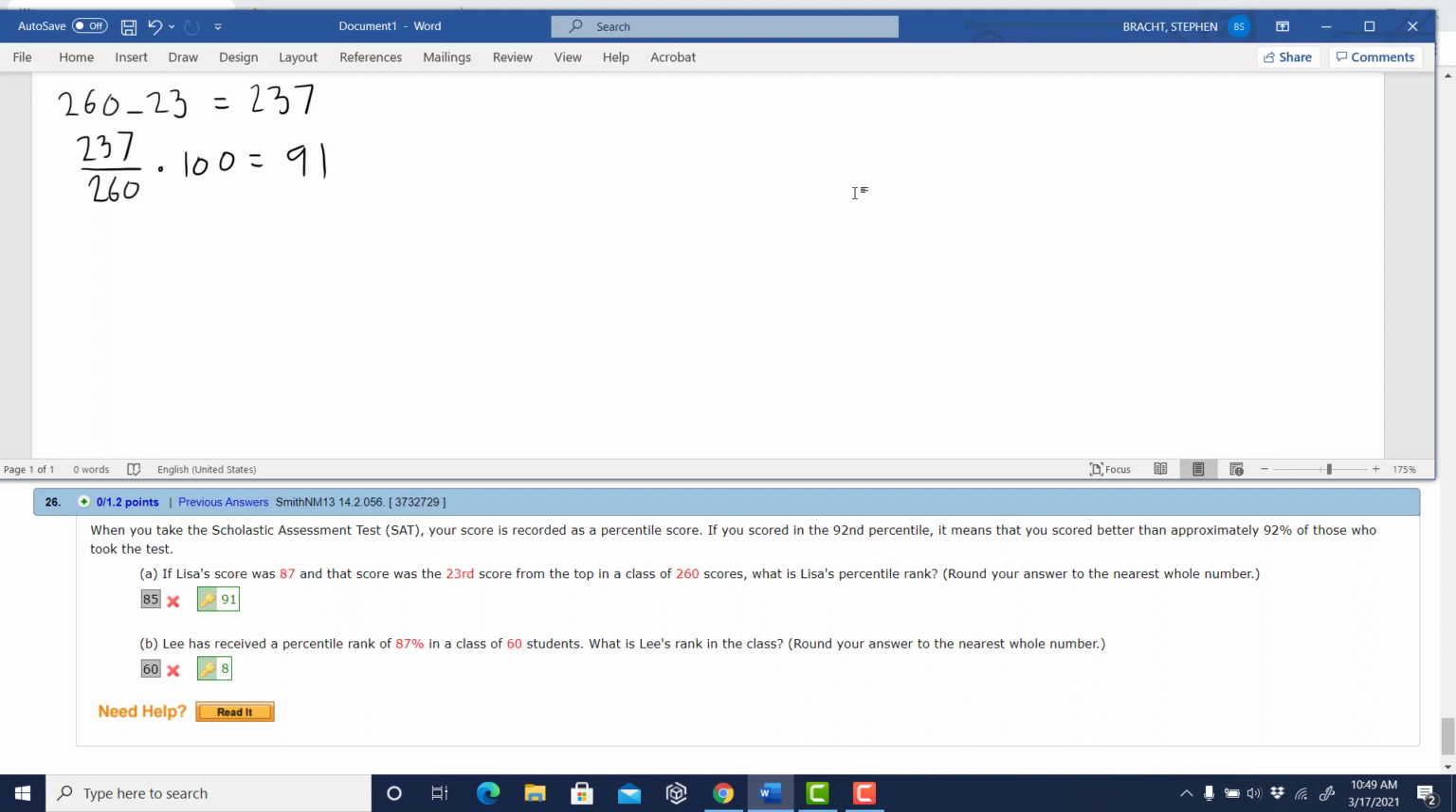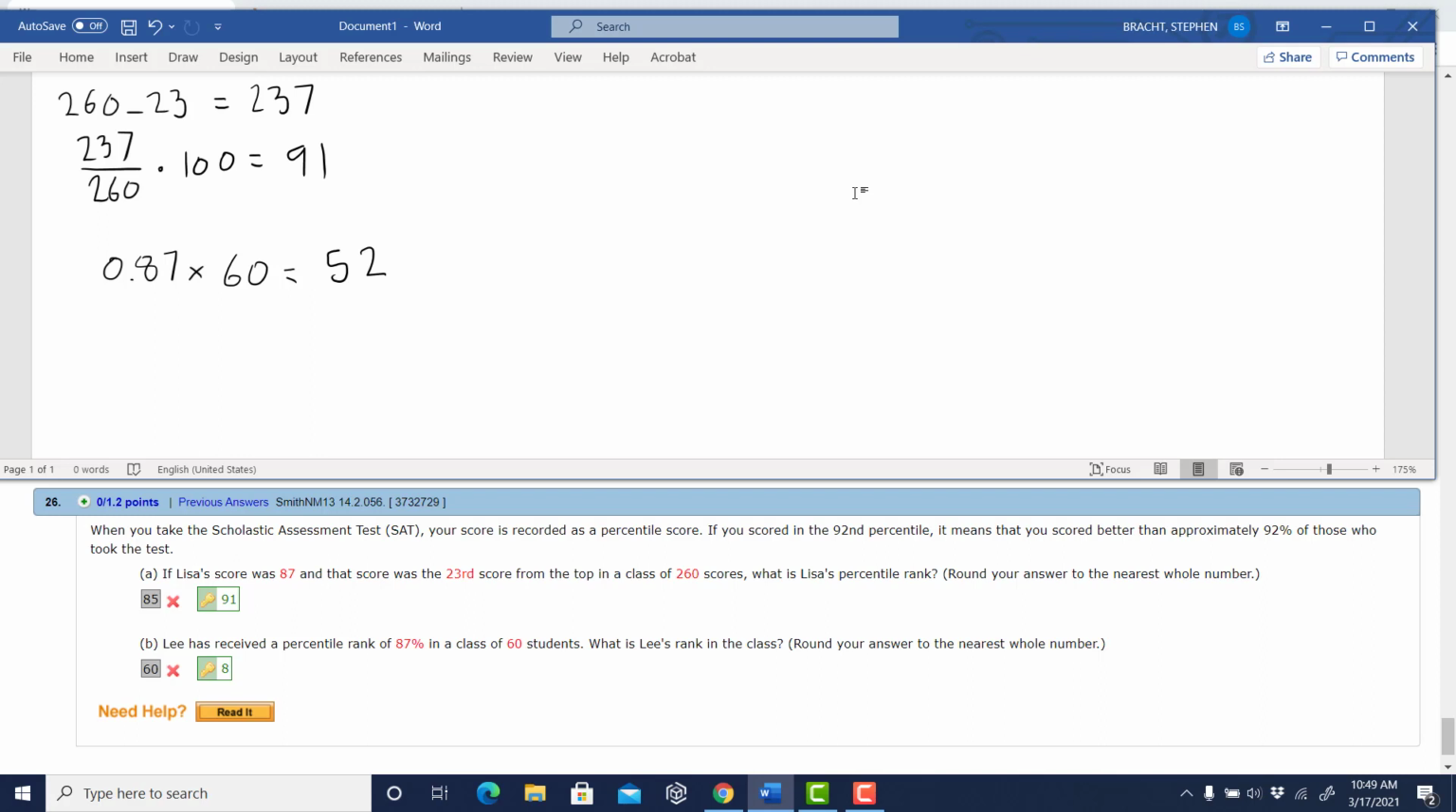The next one: Lee has received a percentile rank of 87% in a class of 60 students. What is Lee's rank in the class? So 87% means that 87% of the 60 students scored below Lee. So let's take that percent and convert it into a value. I'm going to take 87% and multiply it by 60. To do that, I need to express 87% as a decimal and multiply by 60. If I round to the nearest whole number, that becomes 52. So that means that 52 students scored below Lee.